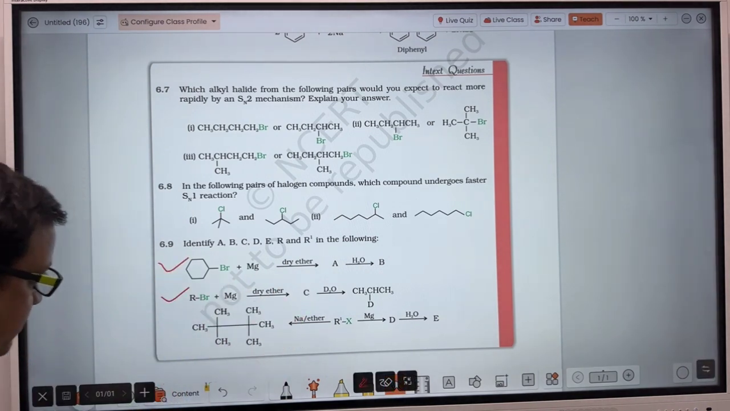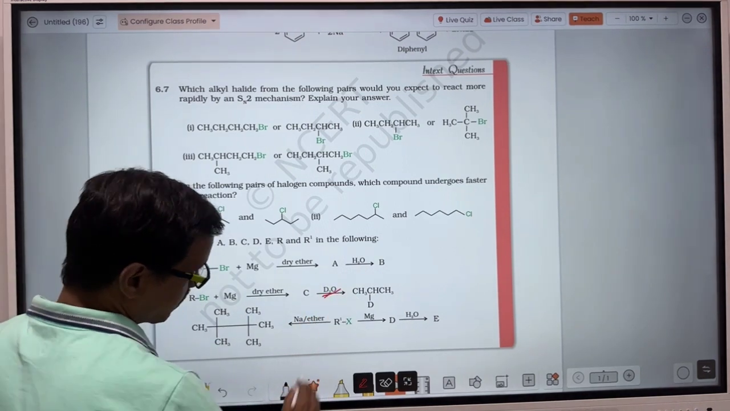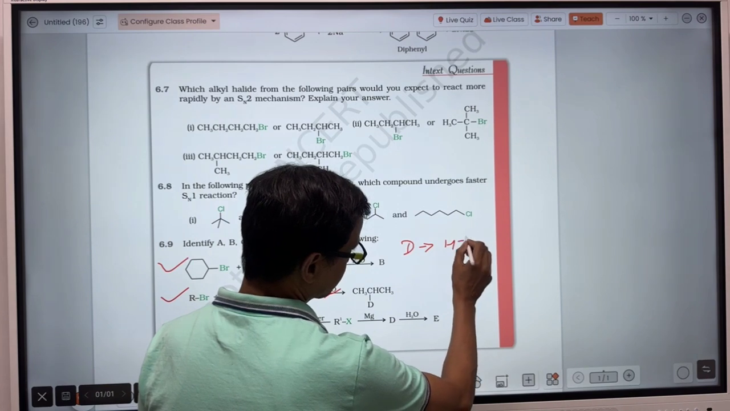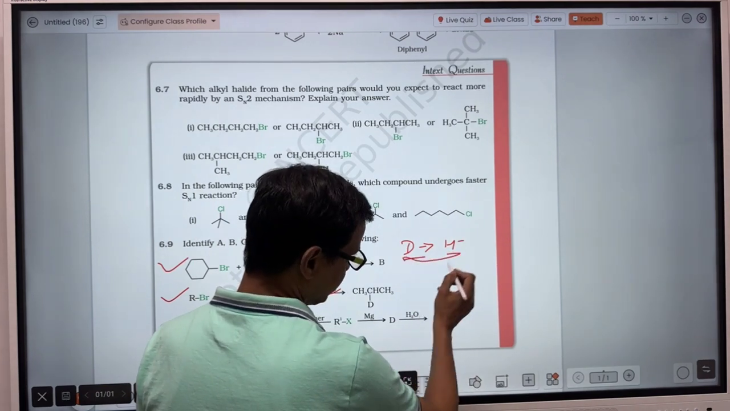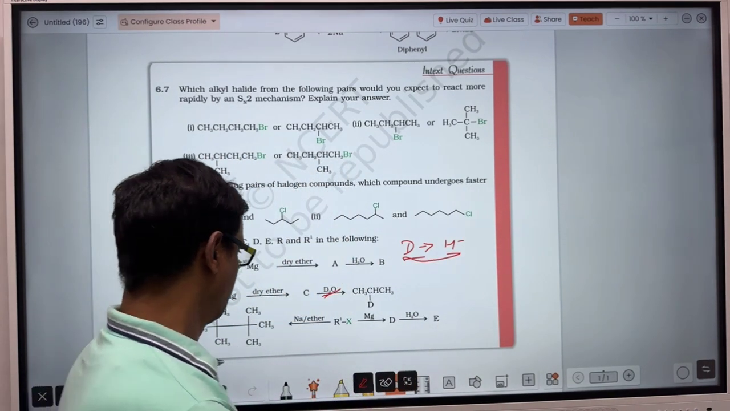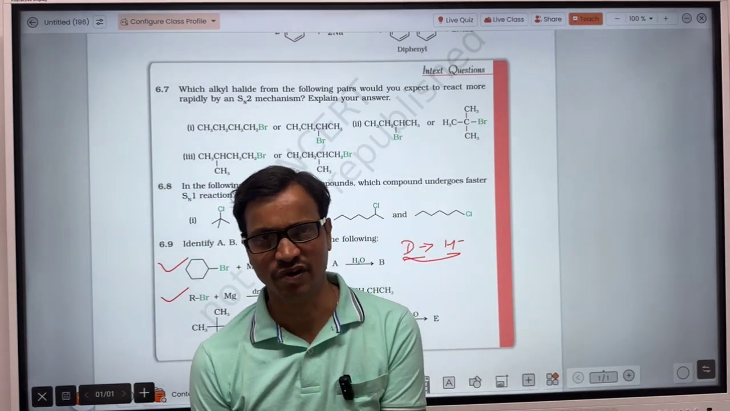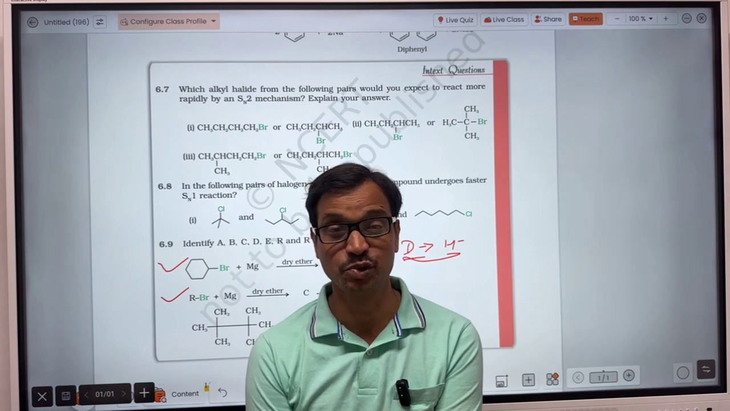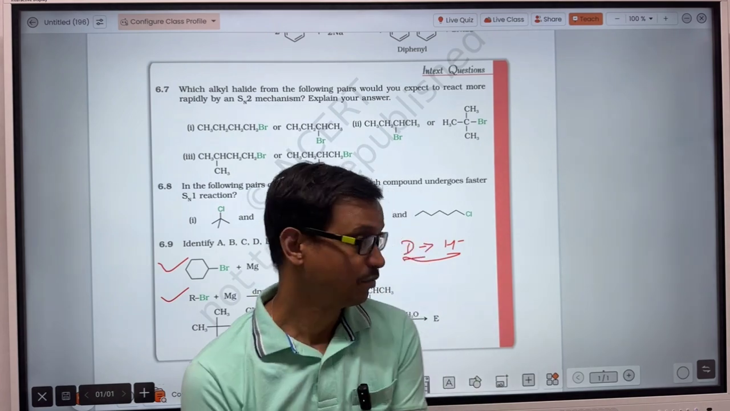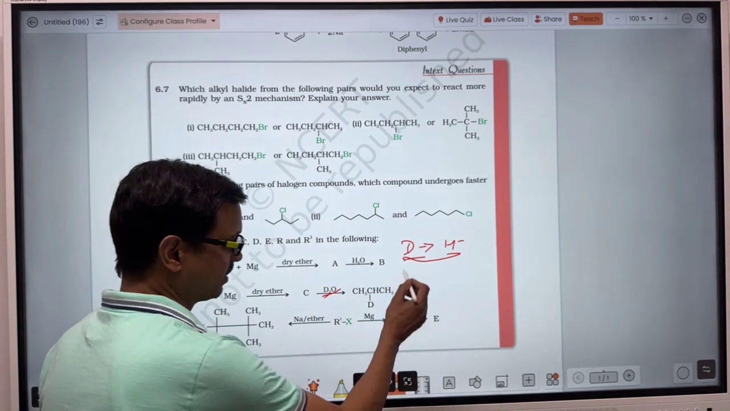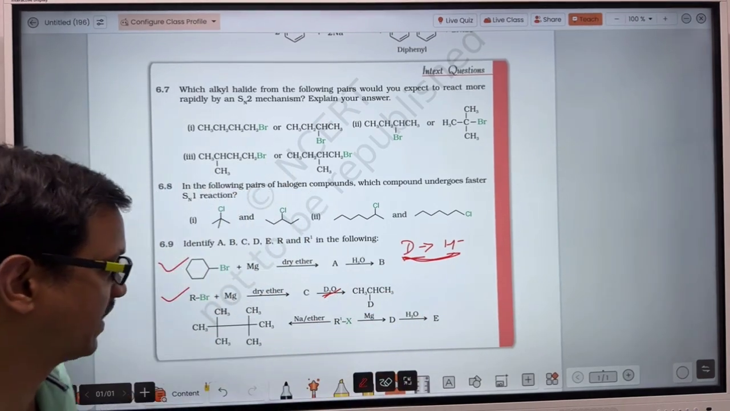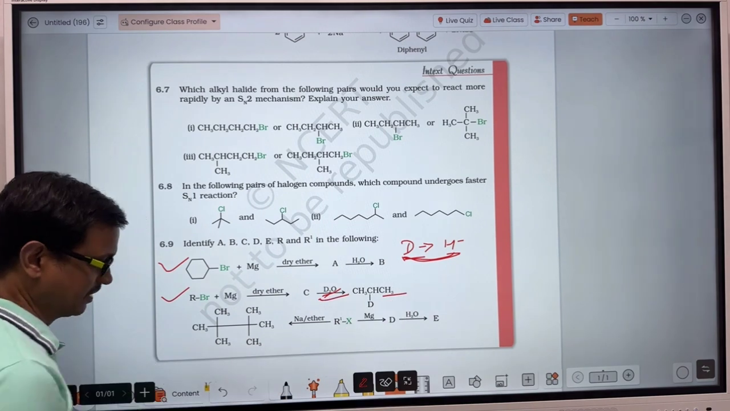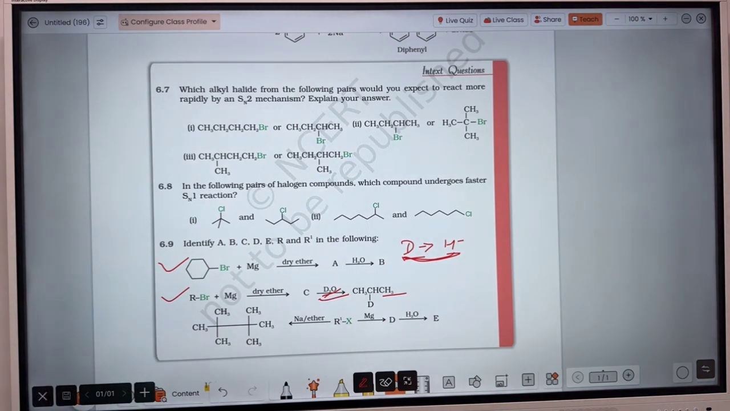Now the second reaction you do by yourself. The difference is that here D is deuterium, the isotope of hydrogen, while ordinary hydrogen is protium. Deuterium is also an isotope of hydrogen, so both have the same chemical properties. So this one you can do. Okay, now let's see here.